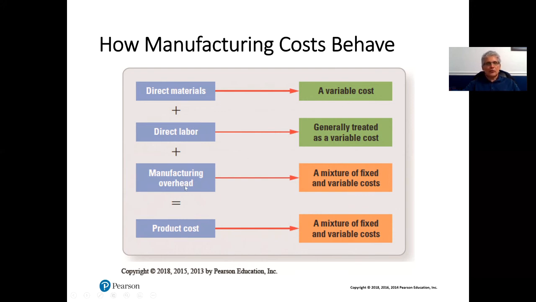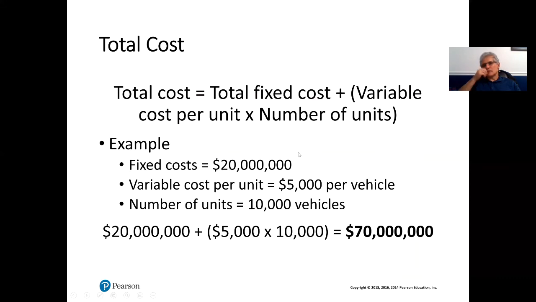Manufacturing overhead, though, is going to be made up of both variable and fixed costs. When we say that they are really a mixture of fixed and variable costs, we're going to take our direct materials variable, direct labor variable, and manufacturing overhead that's made up of both variable and fixed, and that's going to give us our total product costs. That's the suggestion: our total product costs are really made up of a mixture of fixed and variable costs. So let's take a look.